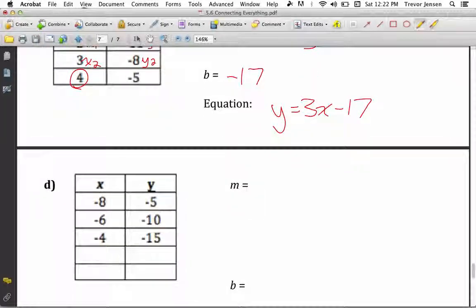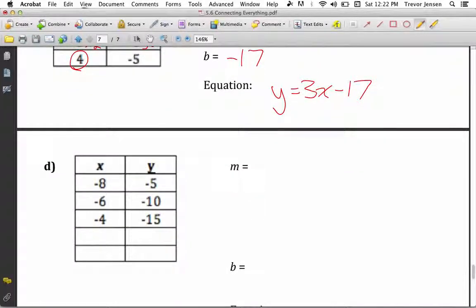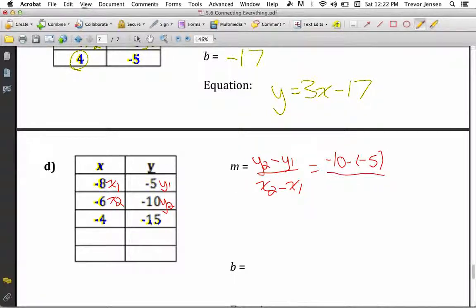Next one. So let's look at our table of values once again here. We'll calculate our slope first by once again using our formula, change in y divided by change in x. Pick 2 points, I'll choose the first 2. Here's my first x coordinate, my first y coordinate. Here's my second x coordinate, my second y coordinate. Plug those into the formula. I get negative 10 minus negative 5 all over negative 6 minus negative 8.